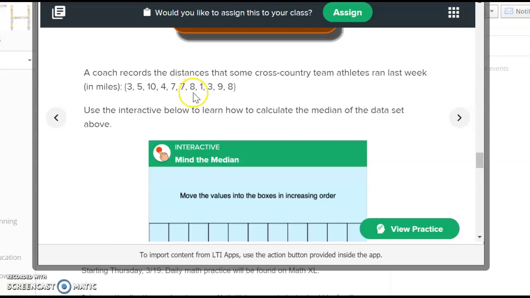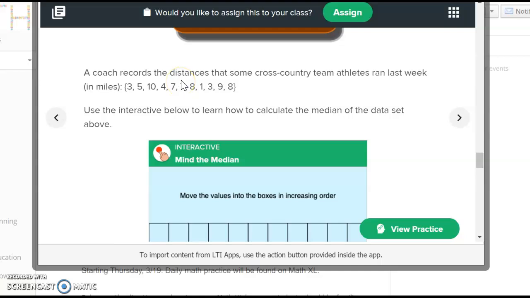Okay, now again, the median. The key part is ordering it from least to greatest. Get that data in order from least to greatest. Okay, and then if there's an odd number in your data set, the median will be right there. You won't have to do any extra calculations or any extra work.